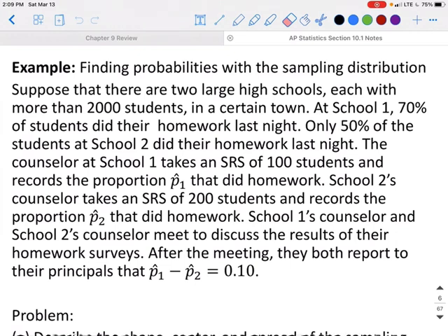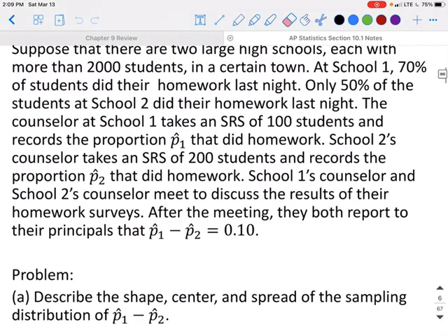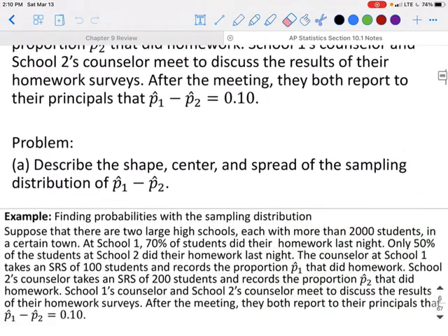School 1's counselor and school 2's counselor meet to discuss the results of their homework survey. After the meeting, they both report to their principals that p hat 1 minus p hat 2 was 0.10. So for this problem, we need to describe the shape, center, and spread of the sampling distribution of p hat 1 minus p hat 2. So let's start with the shape.